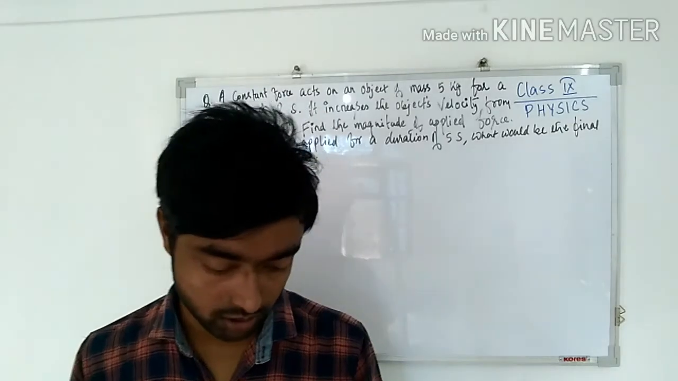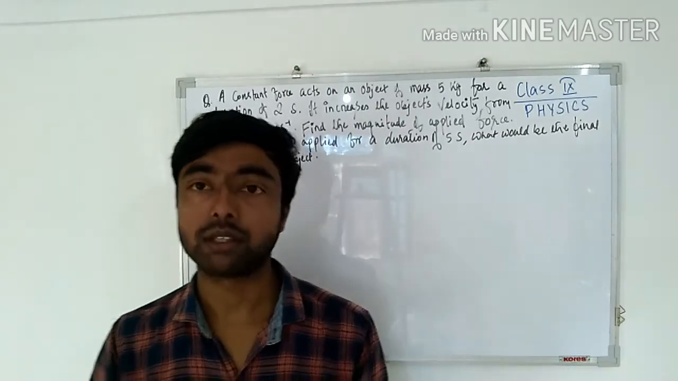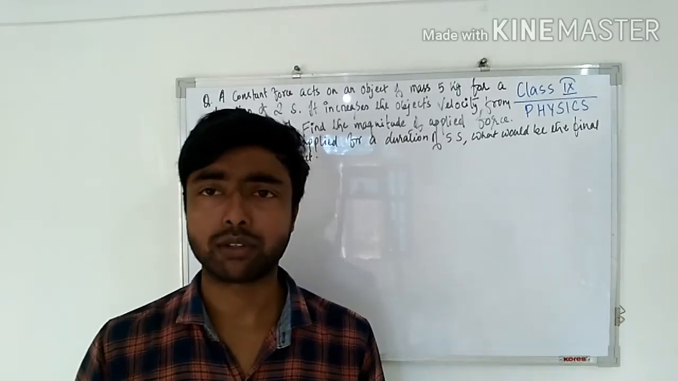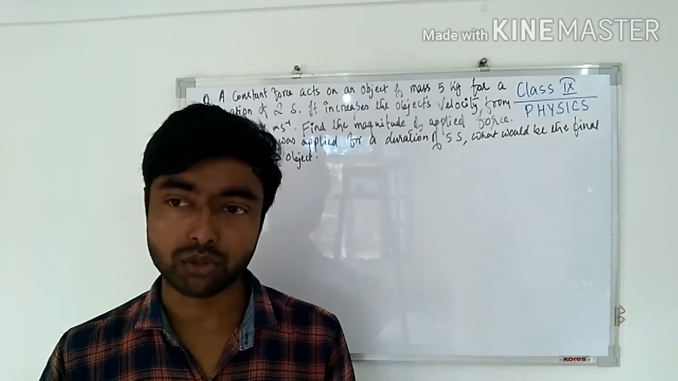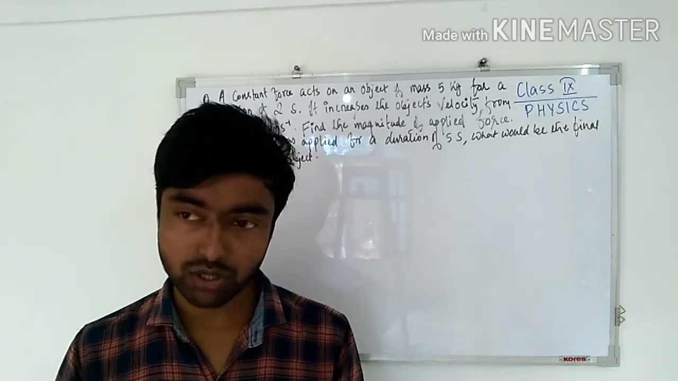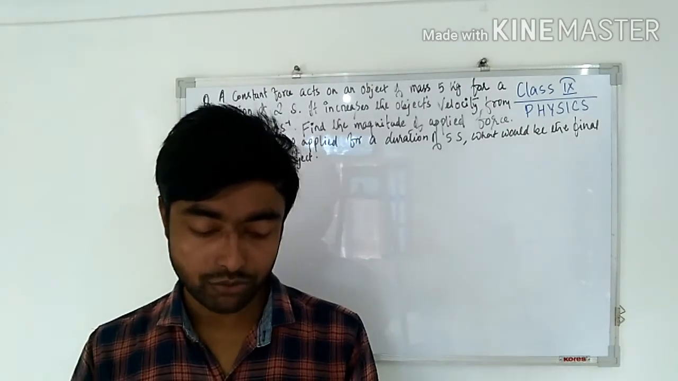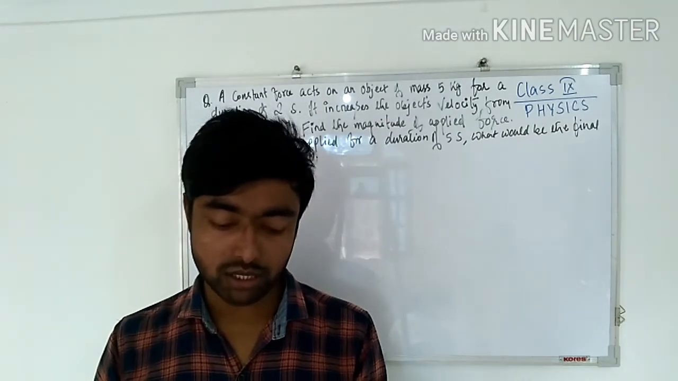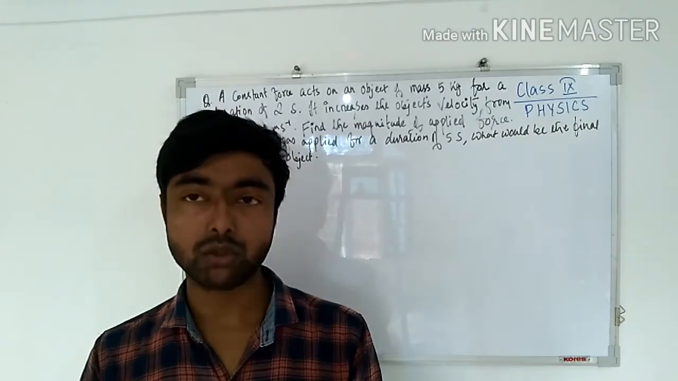So this is from Example 9.1. It is given in the book, it has been solved there, but I will try to make you understand. So you see, the question is: a constant force, meaning that force which is constant, which is not changing, acts on an object of mass 5 kg for a duration of 2 seconds. It increases the object's velocity from 3 meter per second to 7 meter per second. Find the magnitude of the applied force.